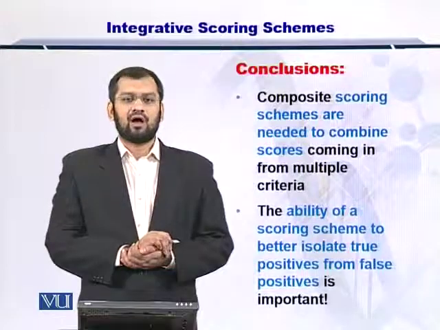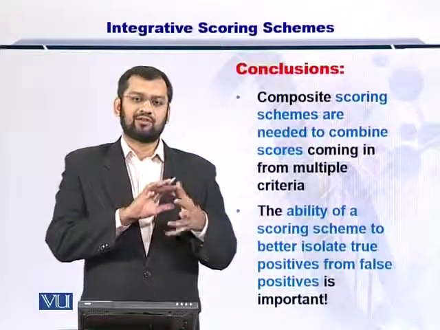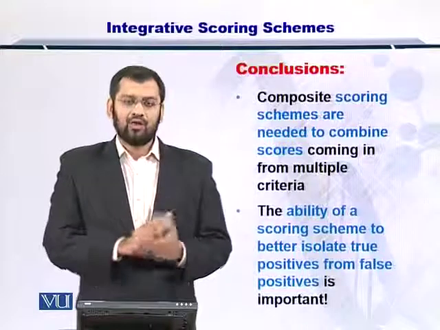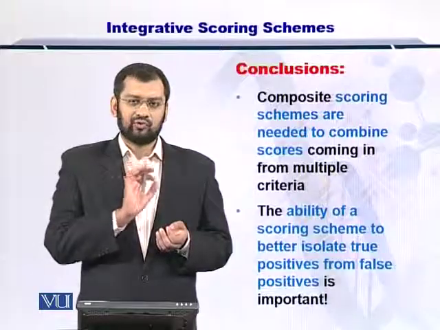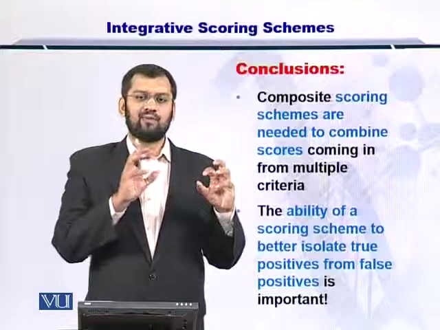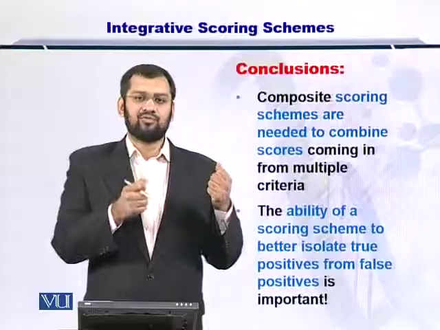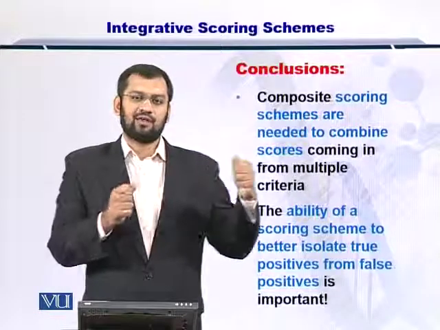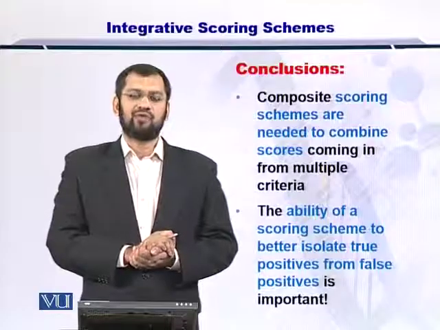So in conclusion, a composite scoring scheme is needed to combine all of these factors together into a homogeneous score, and the ability of a score is measured by the scoring system's ability to separate the true positives from the false positives. True positives being the correct matches and false positives being the incorrect matches. So if your scoring scheme can put them further apart, then you have a good scoring scheme with you.